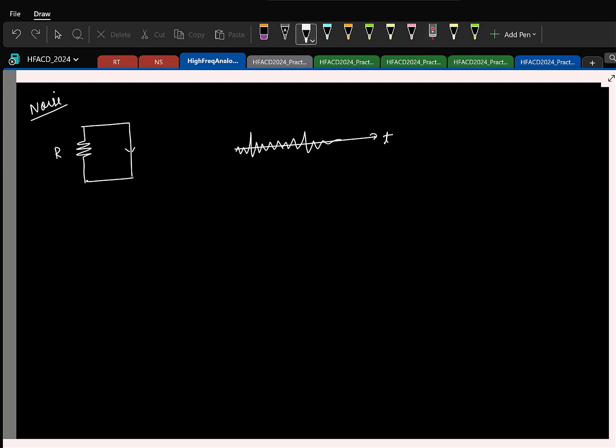Now on top of it, if I apply a voltage source, say 1 volt, and let's say the resistor is 1 ohm, and I plot the current, the average value will be what? 1 amp. Around this average of 1 amp, we will see these fluctuations like this.